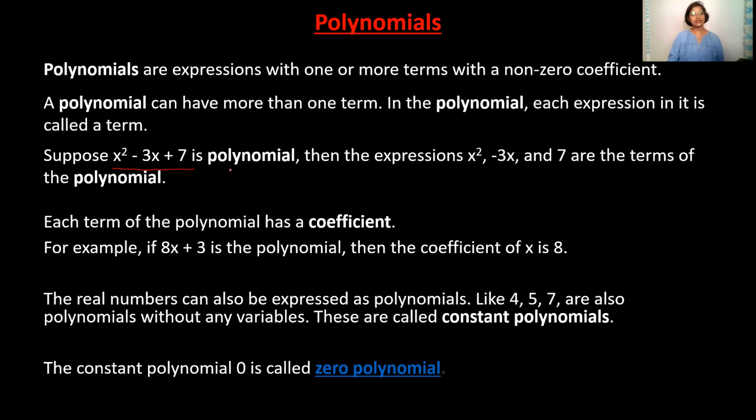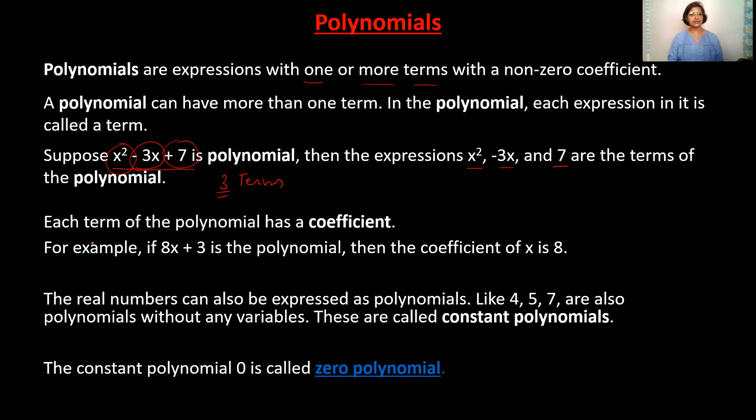First, we will learn how many terms are here, because you can see that it is one or more terms. So first we will learn about terms. In this polynomial expression, three terms are there: x square, minus 3x and 7. The expressions x square, minus 3x and 7 are the terms of the polynomial. So how many terms in this polynomial expression? There are three terms.